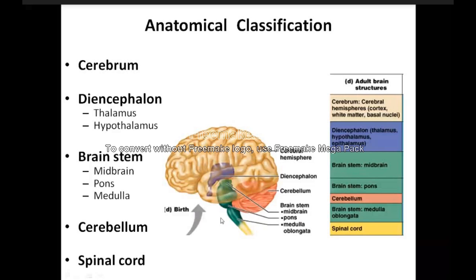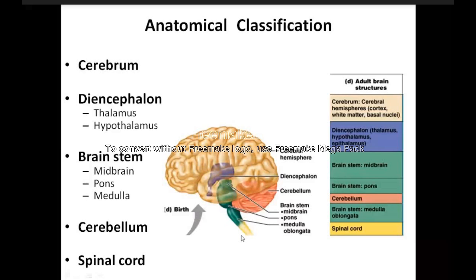Then next is the cerebellum, also known as the small brain. This is the cerebellum here, and this is the spinal cord. This is how you study under different categories: the cerebrum or the cerebral hemispheres; then under diencephalon, you study thalamus, hypothalamus, as well as epithalamus; then under brainstem, you study the midbrain, pons, and medulla; the next is the cerebellum, and then the spinal cord.